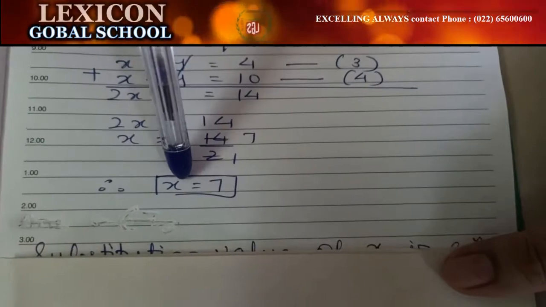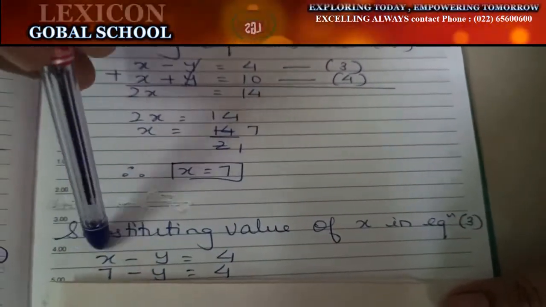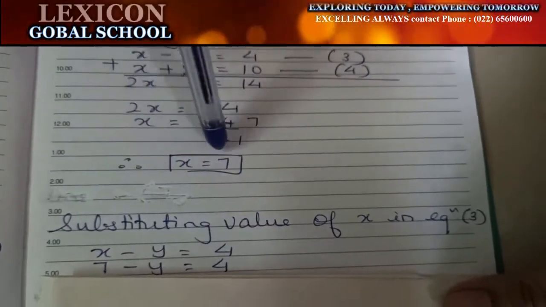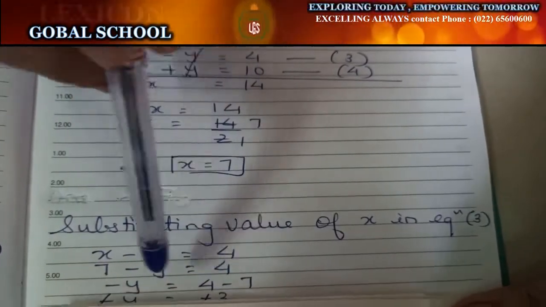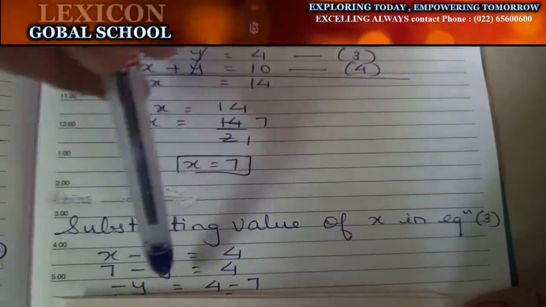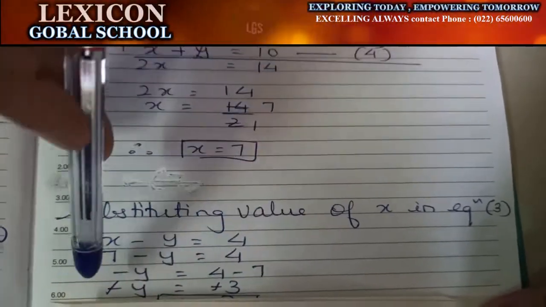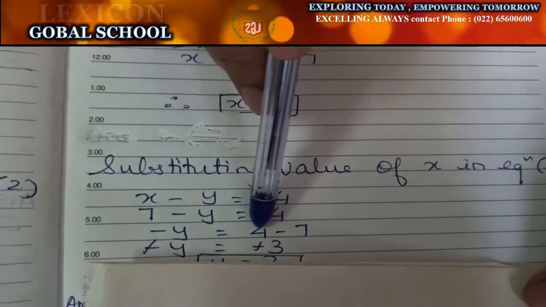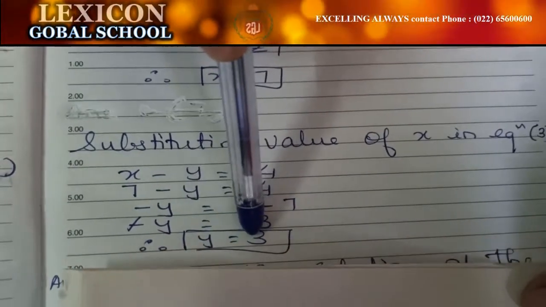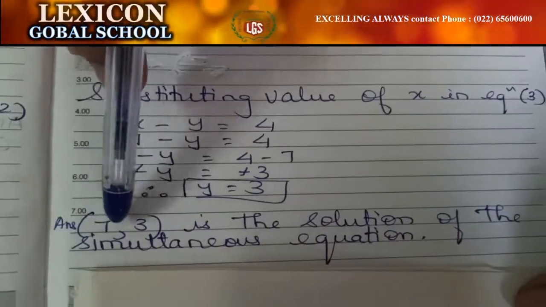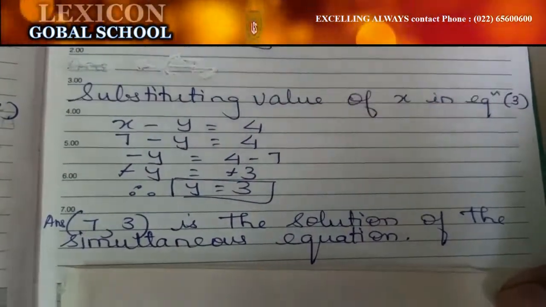Now I am going to substitute this value of x in equation number 3. When I substitute in equation number 3, x minus y is equal to 4. I am going to substitute value of x, that is 7. 7 minus y is equal to 4. This minus y I will keep over here only. This plus 7 will move this side and become minus 7. So minus y is equal to 4 minus 7, that is minus 3. Minus minus will get cancelled. y is equal to 3. So my answer is 7, 3 is the solution of the simultaneous equation.